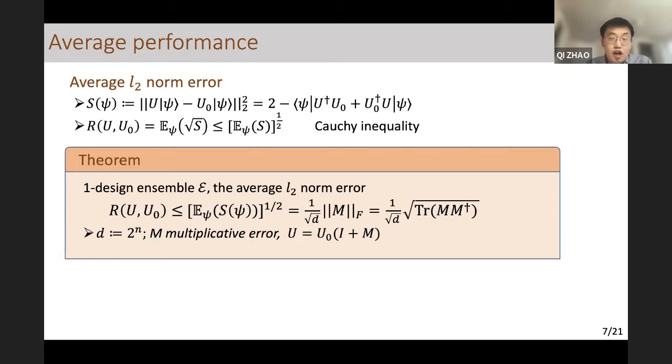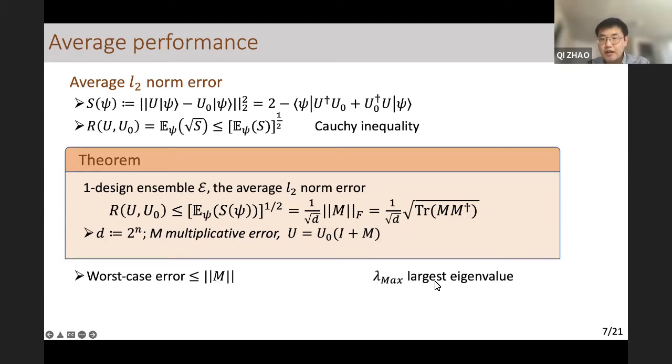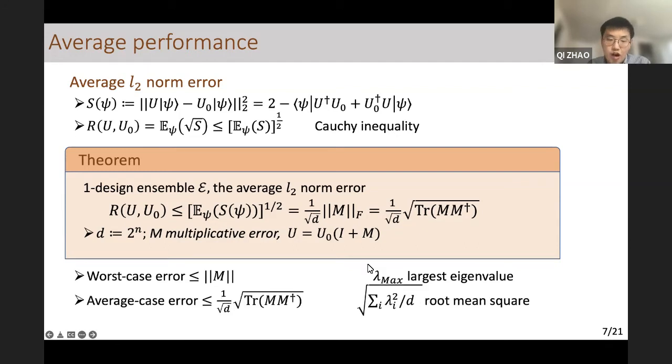In comparison, in the worst case error analysis, the error is upper bounded by the spectral norm of M. It means the largest eigenvalue of M. But in our case, in the average case error, it's the Frobenius norm of M. It's the root mean square of the eigenvalues of M. Okay, that's the difference.